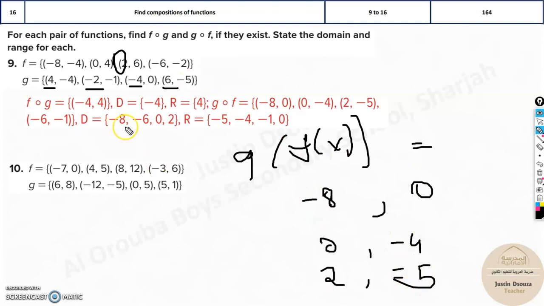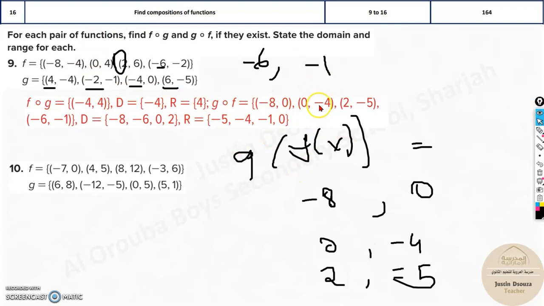So these are the range. These are the domain. You can see minus 8, 6, minus 6, which we did not do, the last one, and 0 and 2 are the domains. We did not do all. We did 3. There is one more, that is minus 6 is the domain. And what will be the range? Minus 2 is minus 1. So these are all the answers. So range will be 0, minus 1, minus 4, minus 5. So that is how we can get it.